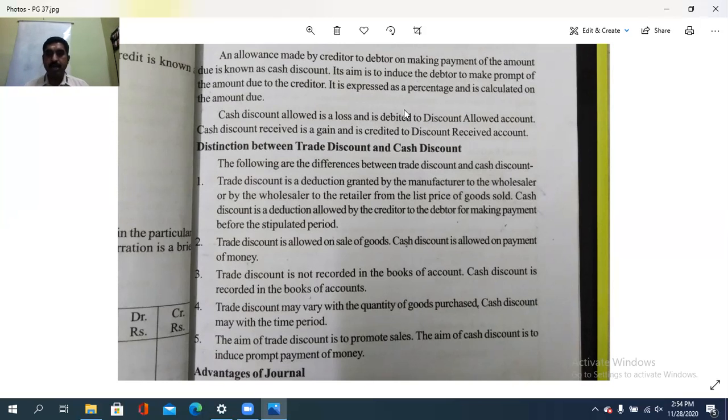While cash discount is a deduction allowed by the creditor to a debtor for making the payment before a stipulated period of time. So that is the main difference between a trade discount. Trade discount means a deduction granted by the manufacturer to the wholesaler or the wholesaler to the retailer.